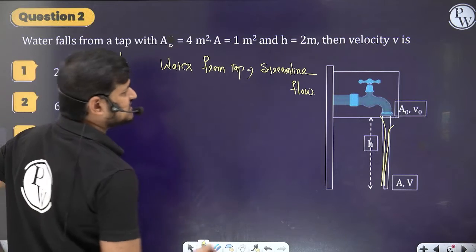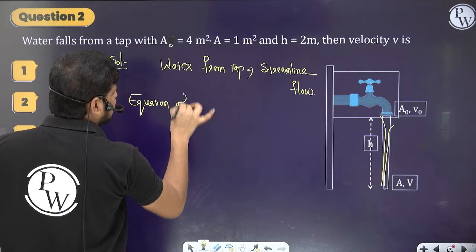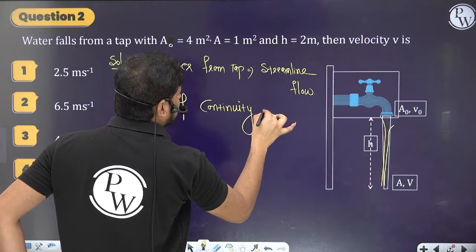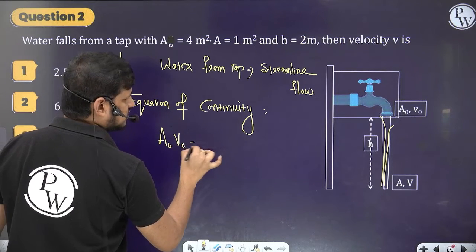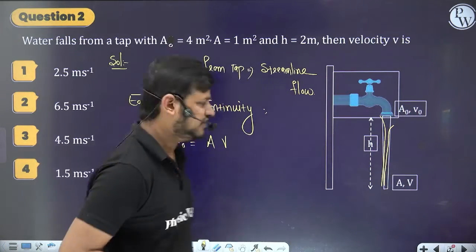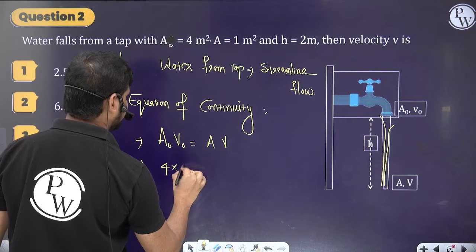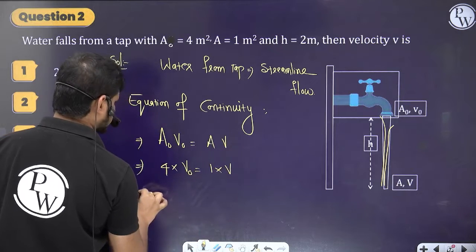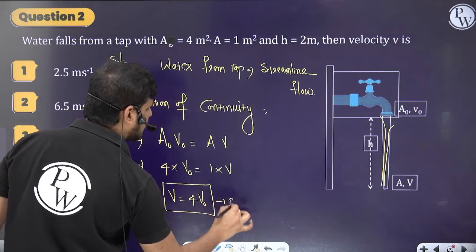As it is a streamline flow, first we can apply the equation of continuity. So what can we write? A0 V0 is equal to A into V. Here A0 is 4 meter square, into V0, which they did not give, and the cross-sectional area A is 1, which is equal to V. So I can write V is equal to 4 V0. Let this be equation number 1.